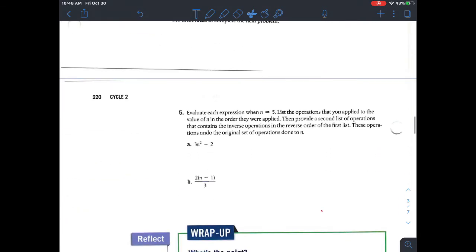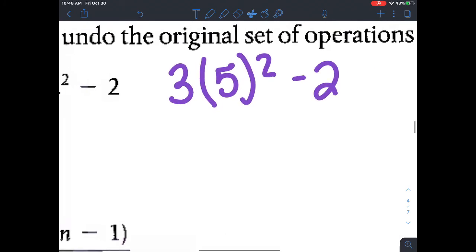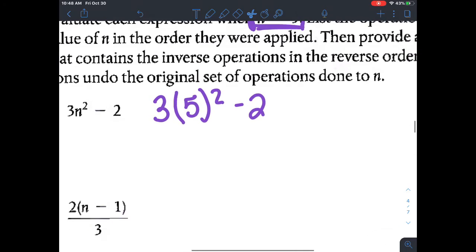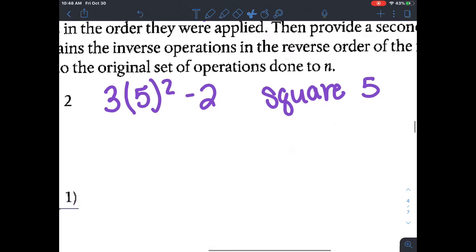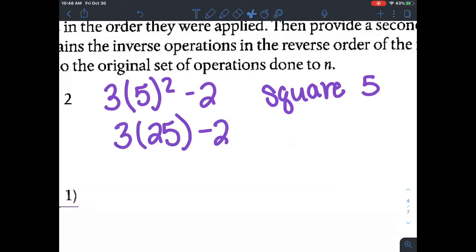Okay, so for number 5, evaluate each expression when n equals 5. And then list the operations you applied in the order that they were applied. Then provide the inverse operation to that first list. So I'm going to first plug in 5 for n. So I have 3 times 5 squared minus 2. What's my first step? I'm going to square the 5. It's order of operations. So then I get 3 times 25 minus 2.